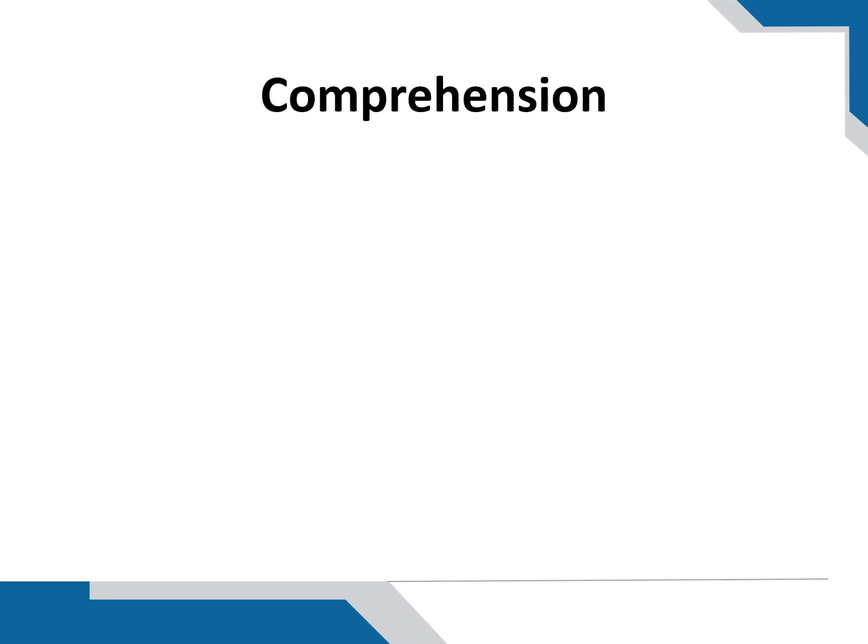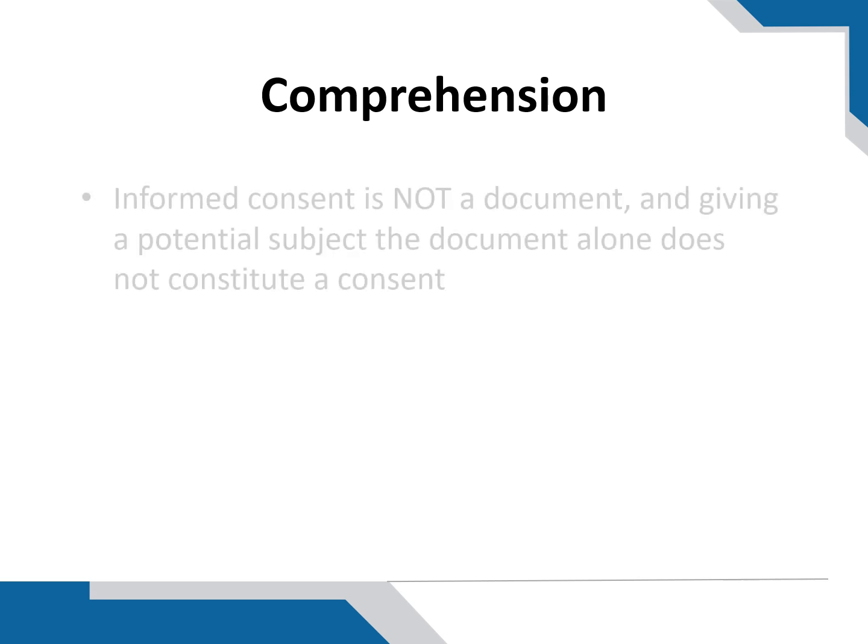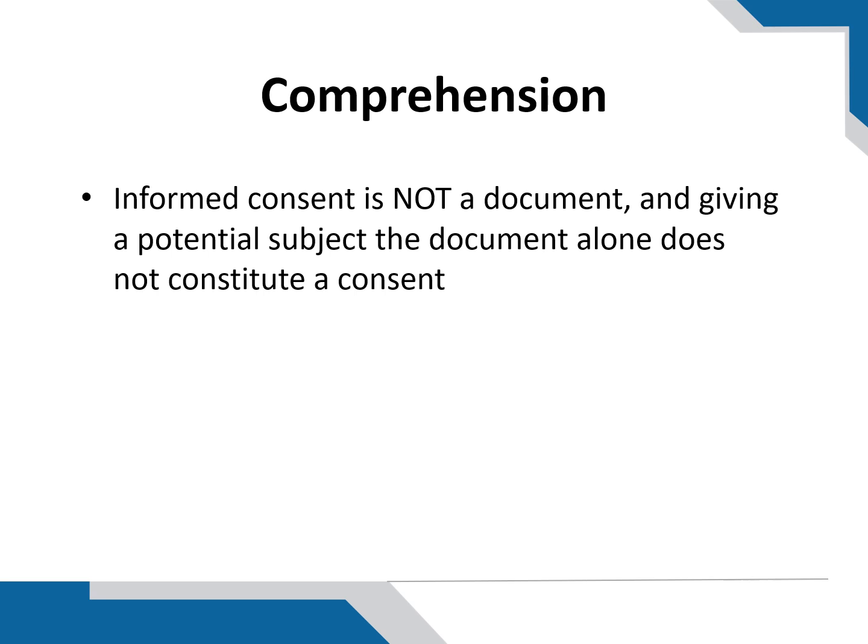Now we come to the second condition for obtaining a valid informed consent, and that is comprehension. As we said before, informed consent is not a document, and giving a potential subject the document alone does not constitute a consent. So you can have all the information we listed above, which includes disclosure in the document, and give it to the participant, and they sign, but that would not be a valid consent. What we need to do is make sure that this participant understands those elements that have been described and disclosed.